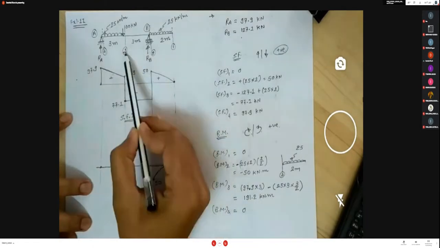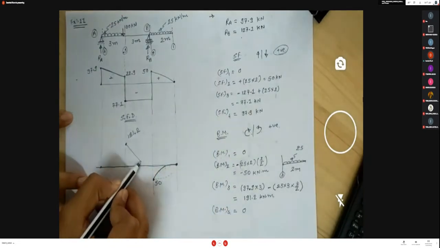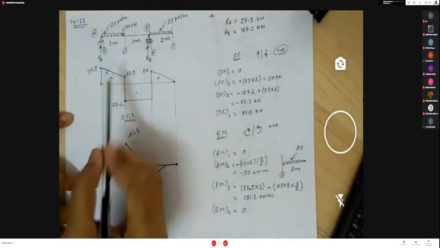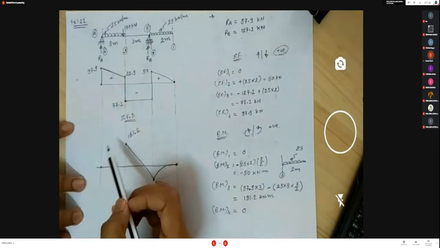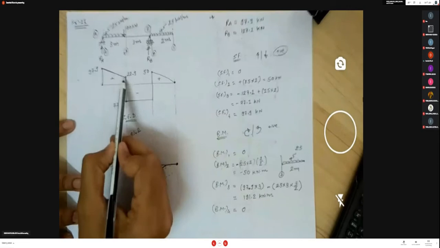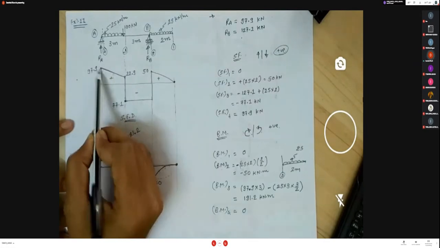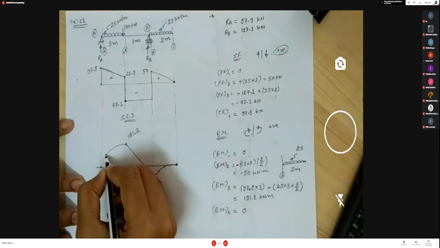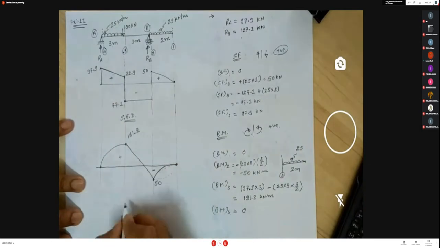Now between section 2 and 3, there is no loading, means the variation is linear. So you have to connect these 2 points with a straight line. Again between 3 and 4, UDL load is there. So again you have to connect these 2 points with a parabolic curve. But here the shear force value is lesser compared to this point, so here the slope is lesser compared to this point A. So you have to connect the parabolic curve like this. This diagram is positive, this is negative. Bending moment diagram.